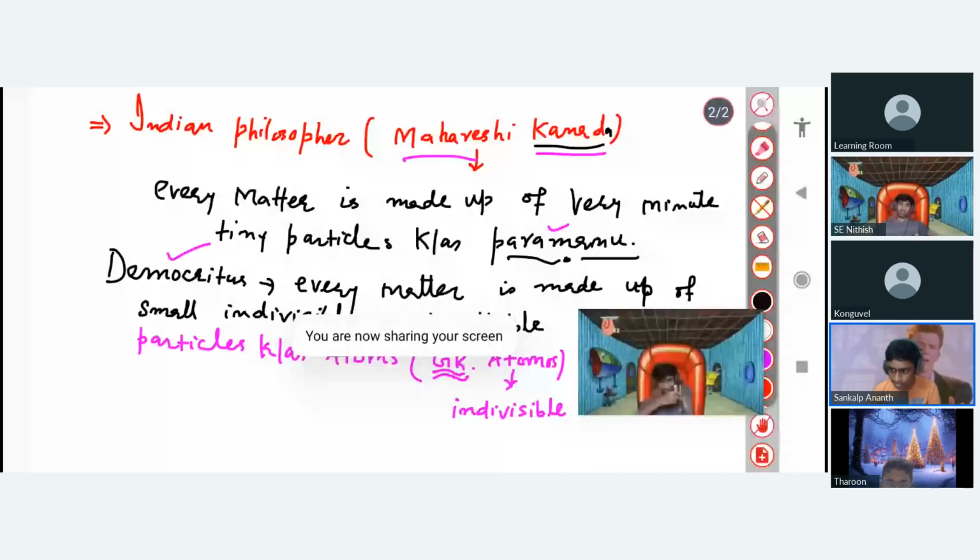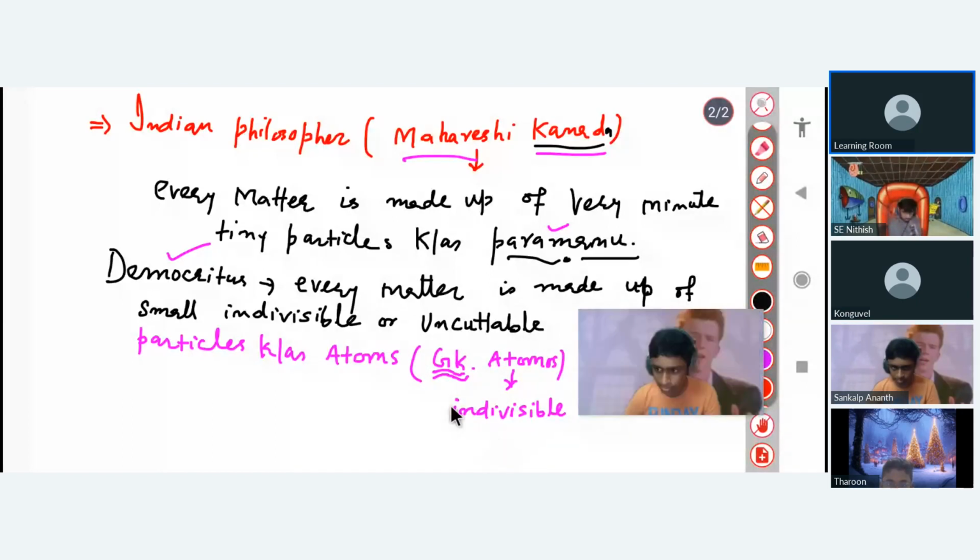Yes, sir. Okay. So every matter is made up of small indivisible or uncuttable particles known as atoms. You can also remember that this atom is derived from the Greek word atomos, which means indivisible or uncuttable. Then we have to study the theory given regarding the structure of atom, that is Dalton's atomic theory.